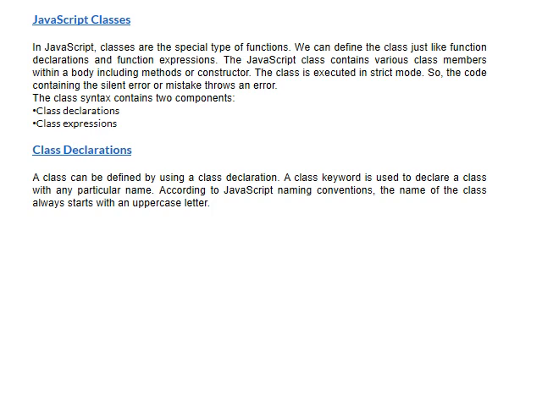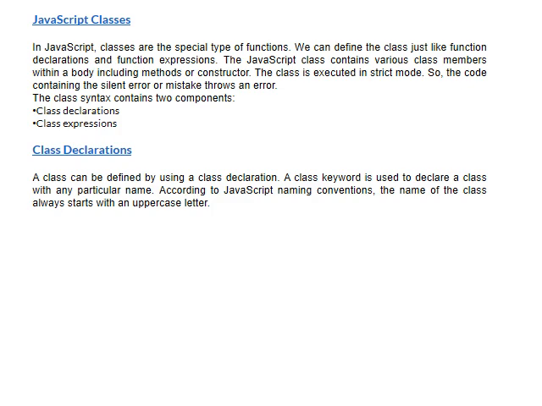There are two class syntaxes, or two components. Let us see class declaration and class expression. We will see how to use this. We will start with class declaration. A class can be defined using a class declaration. The class keyword is used to declare a class with any particular name. Example: class ABC, class XYZ. According to JavaScript naming conventions, the name of the class always starts with an uppercase letter.